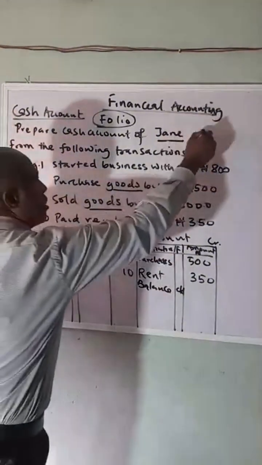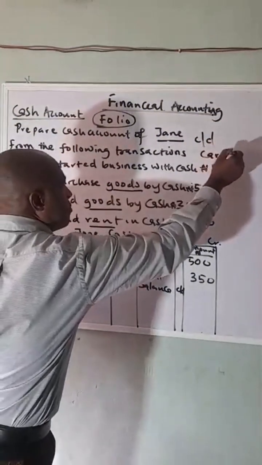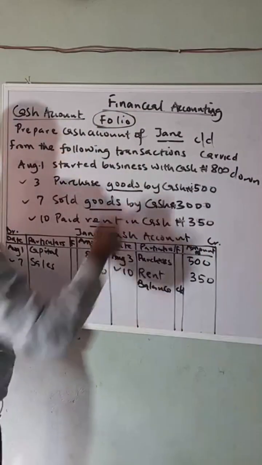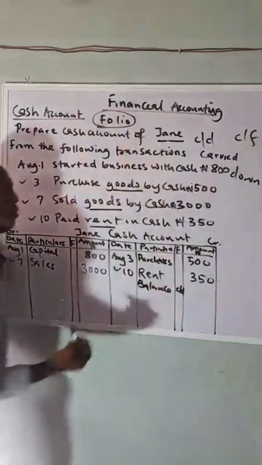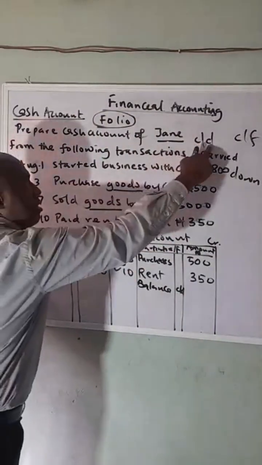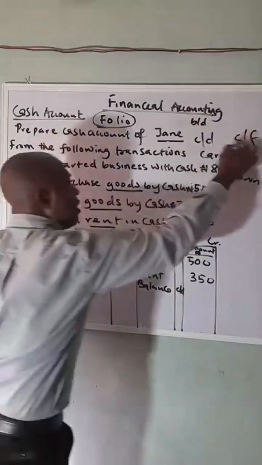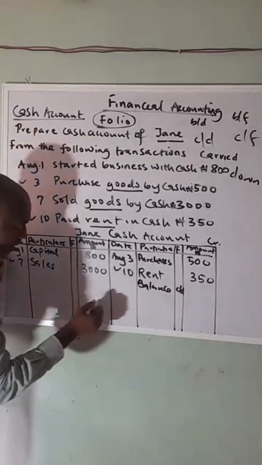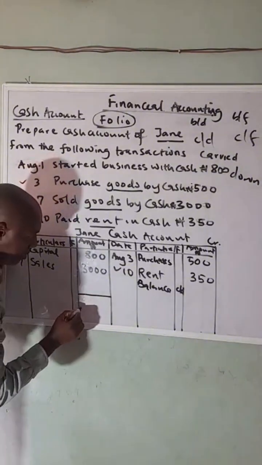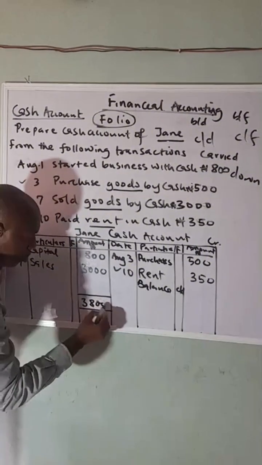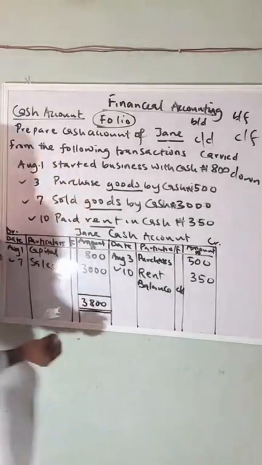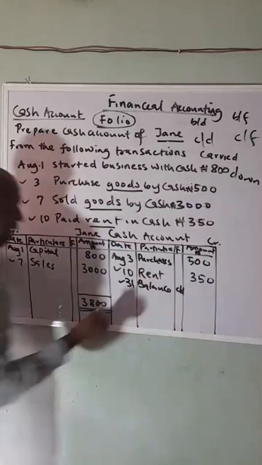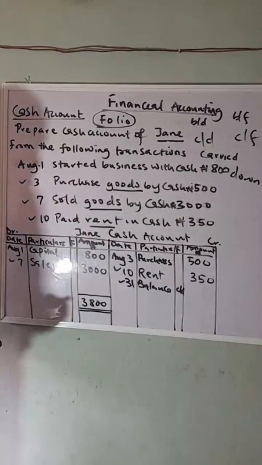Carried down, CD. We also have BD, brought down. We can also write CF. CF is carried forward. So if I use CD, the next thing will be BD. If I use CF, the next thing is BF. So you don't mix these things together. Without wasting much of our time, the debit side total is 3,800. I draw two lines as a symbol of closing the account. And let's believe that this is the end of the month, that is 31 of August.